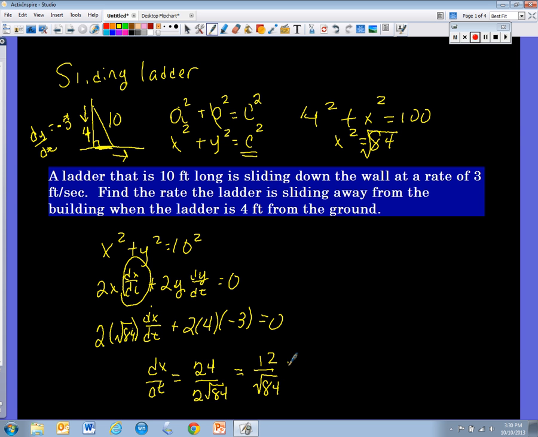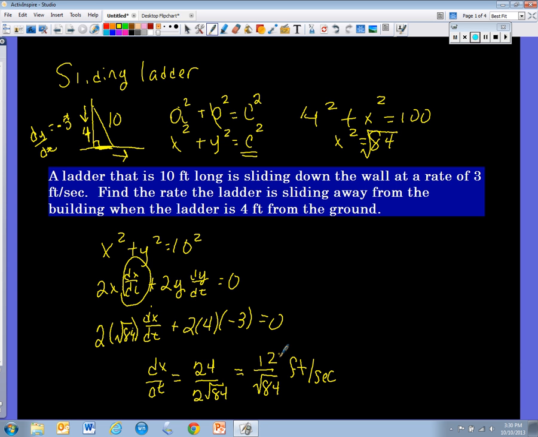Okay, so I'm just going to leave it as 12 over the square root of 84. Pretty sure that math is right. You can simplify that if it makes you feel better, you can rationalize it if it makes you feel better. I don't care, I'm going to leave it like that. And this was a rate, so you need units. Don't just go with feet. This is going to be the same units as the other rate, so we're going to go feet per second.